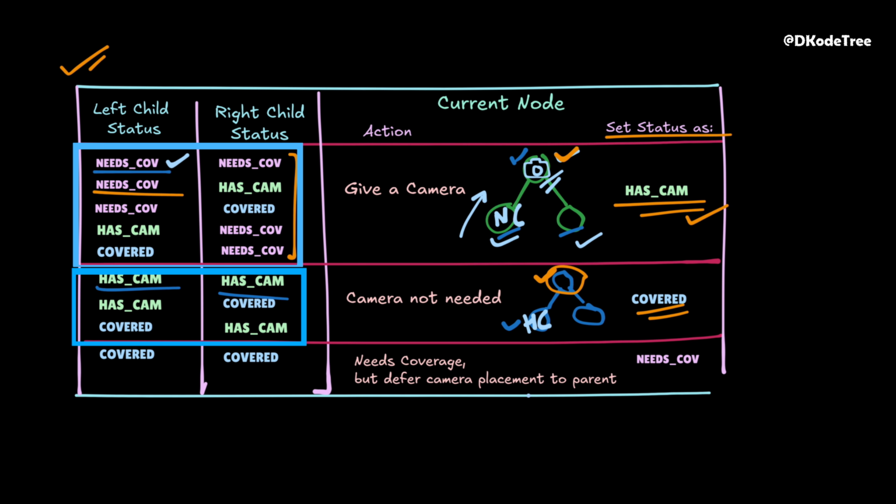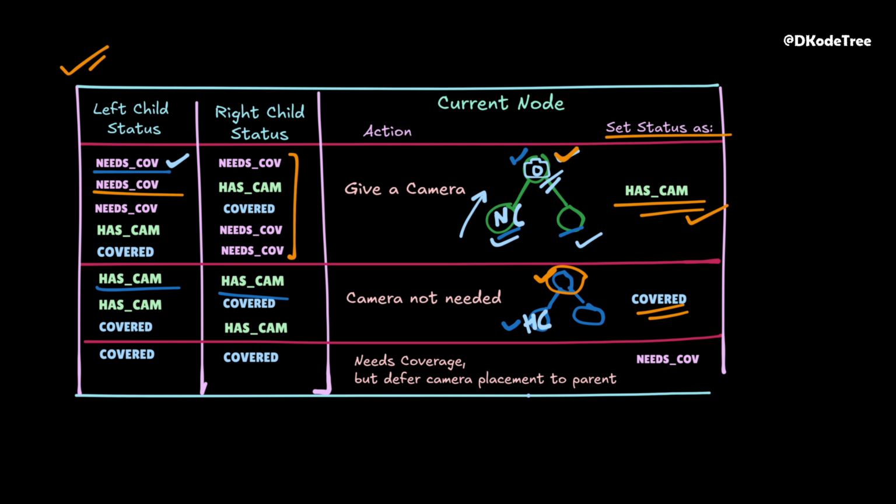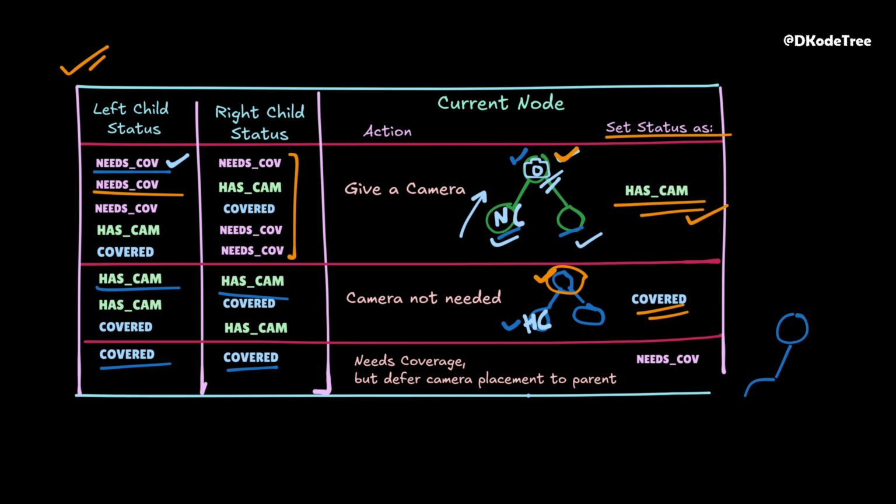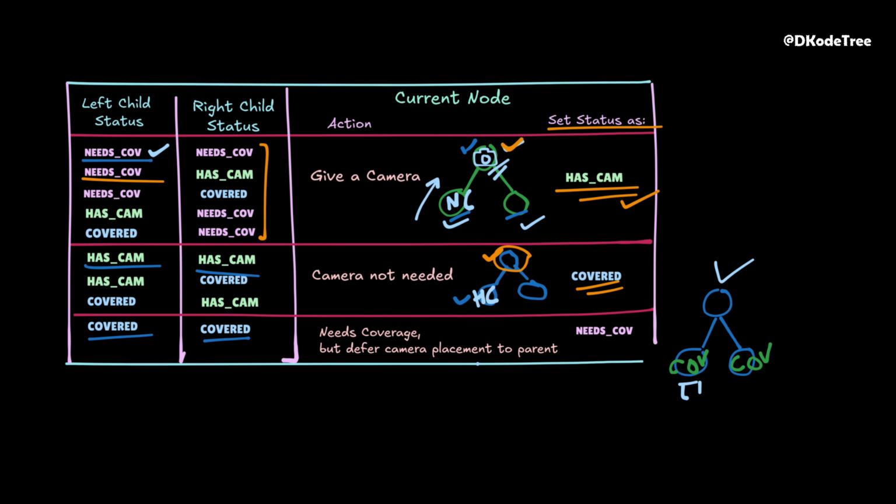Now, after finishing these 2 sets, there is one last combination left, where both the left and right child have their status as covered. Suppose this is a small tree, where this is the left child and right child, and both are having status covered. What does this mean? This is the current node. This means that both the child of the current node do not have any camera of their own, and they are relying on their children to provide them coverage. That means there is a camera here which is actually providing coverage to this node. And this coverage cannot extend to our current node, right? In that case, what will happen? Our current node is actually not covered. It's in not covered state and it needs coverage.